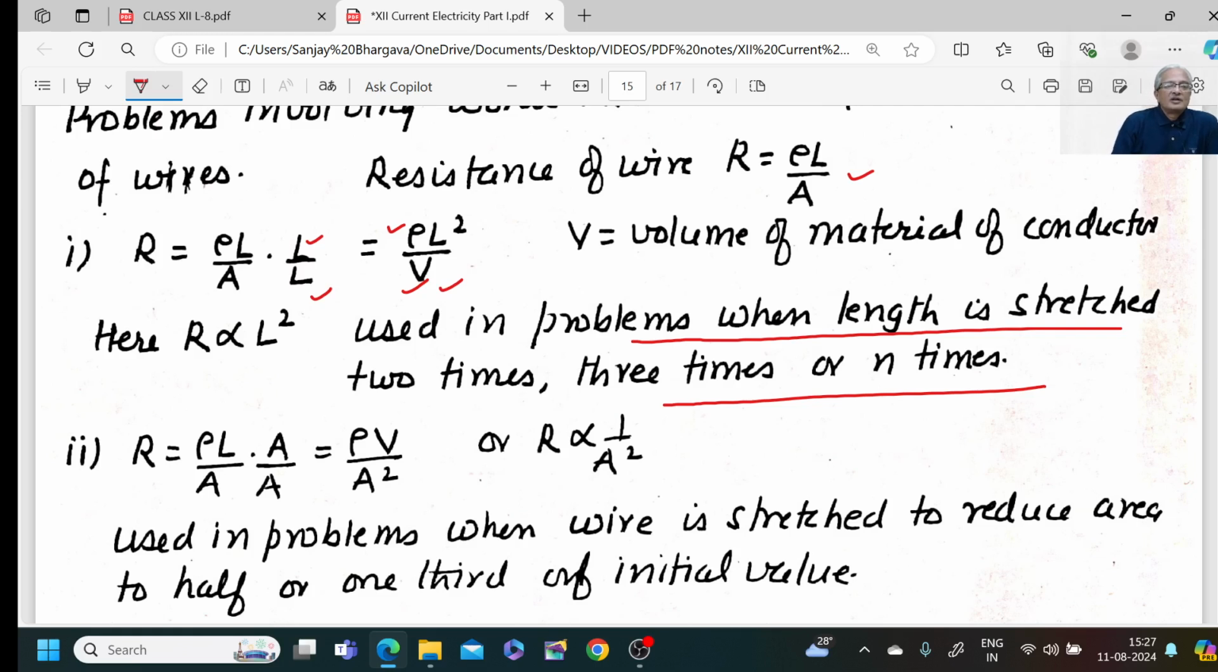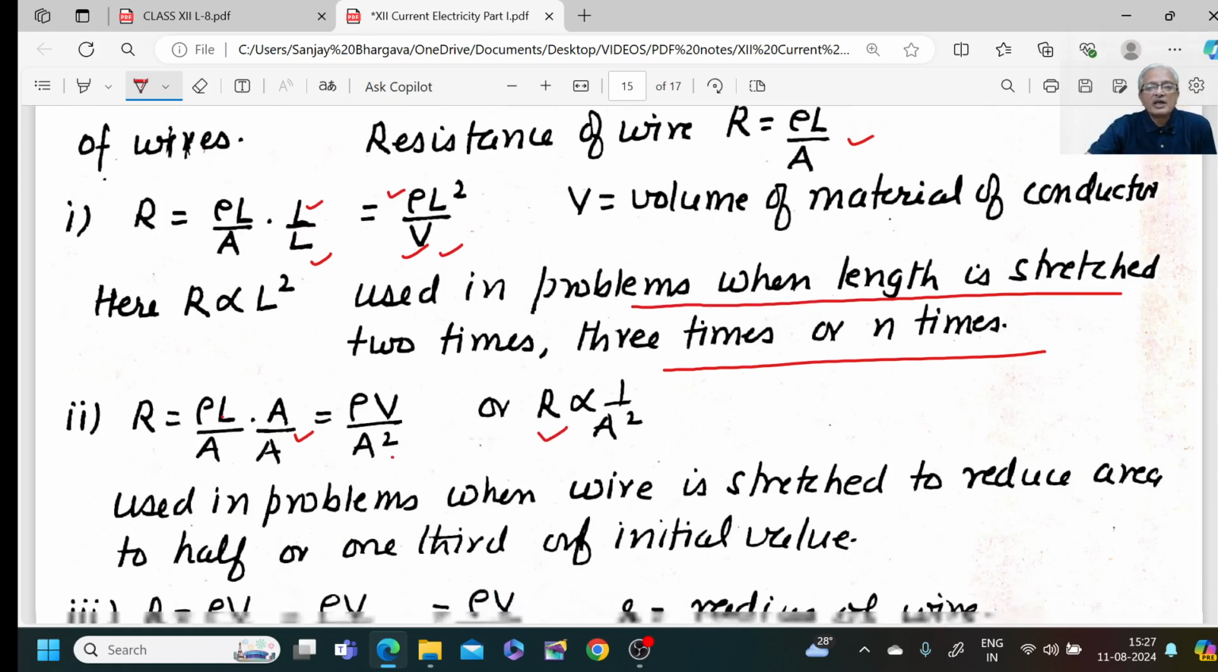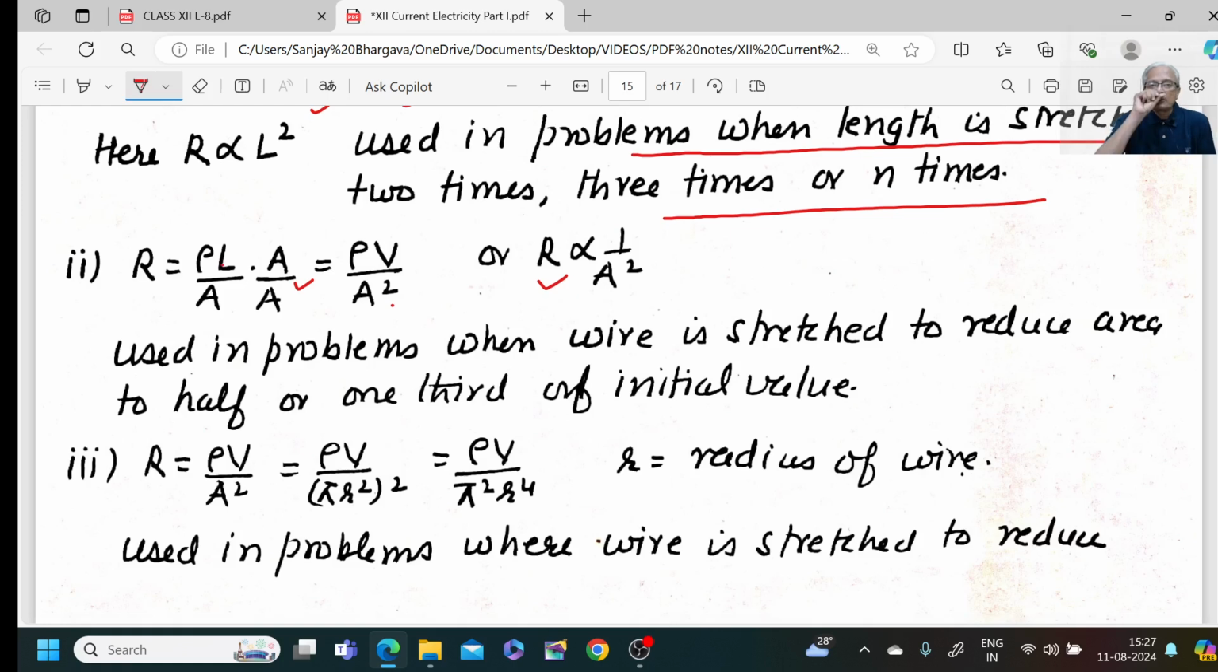Now, initially we multiplied by length, now multiply by area of cross section. So length into area is volume, giving rho V upon A square. So R is inversely proportional to A square. This would be utilized where the wire is stretched to reduce the area to half or 1/3 of its initial value. If it is reduced to half, then the new resistance would be 4 times.